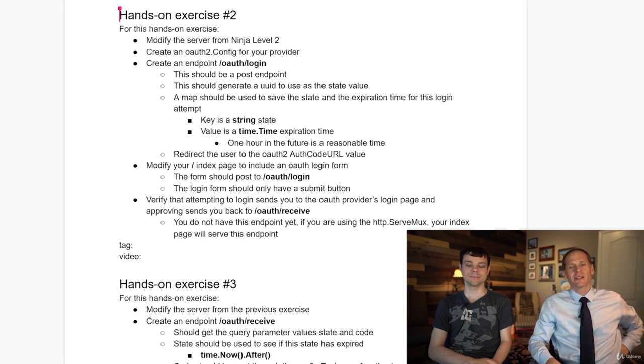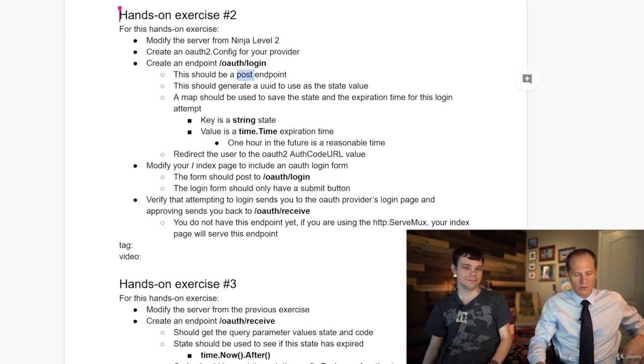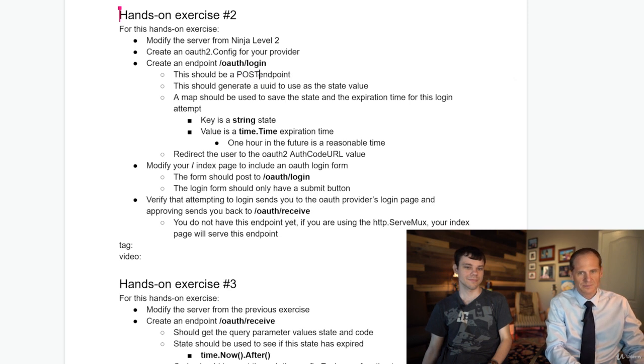For this hands-on exercise, you're going to modify the server from Ninja Level 2. Well, there's a lot to read here. Create an OAuth 2 config for your provider. Create an endpoint OAuth login. This should be a post endpoint, and this should generate a UUID to use as a state value. So we've got some pretty clear steps here, which is good.